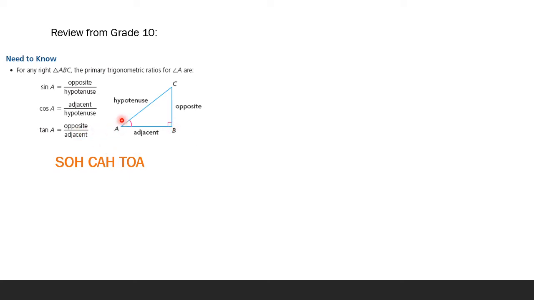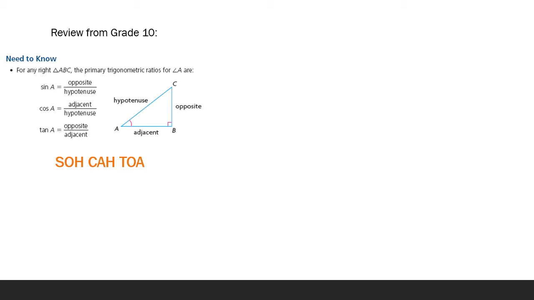And then whatever angle you're talking about, we maybe have an X there or something. The side opposite it is called opposite. The hypotenuse is opposite the 90-degree box, and then the other side is called the adjacent. So last year you learned SOH CAH TOA.